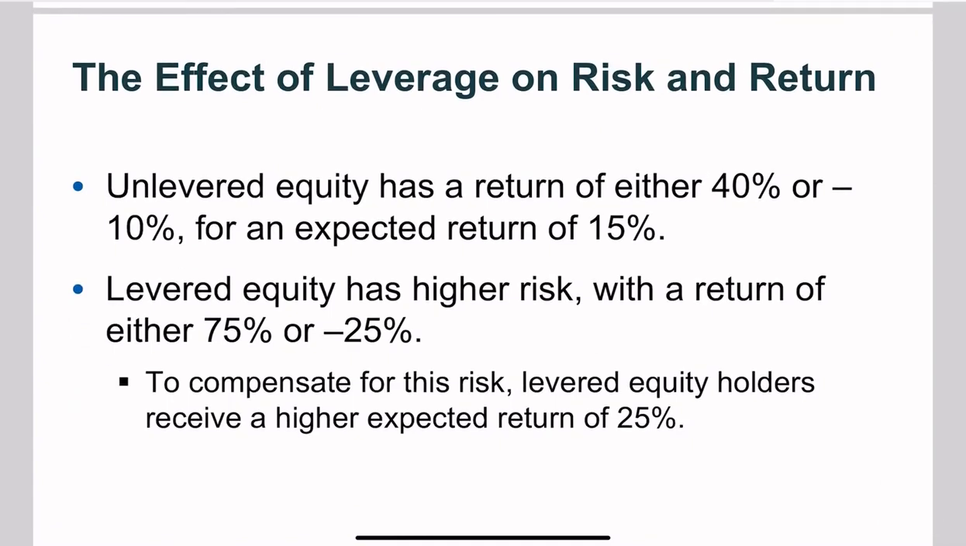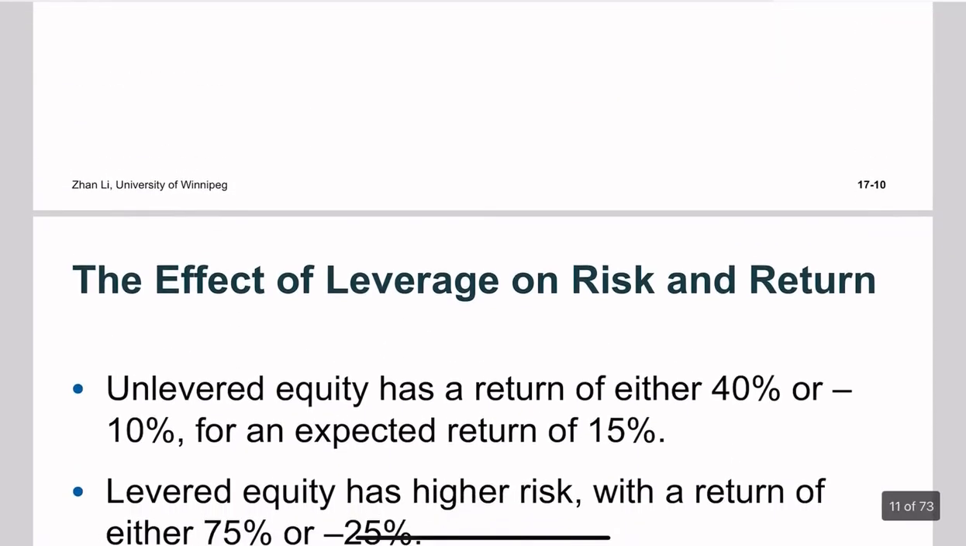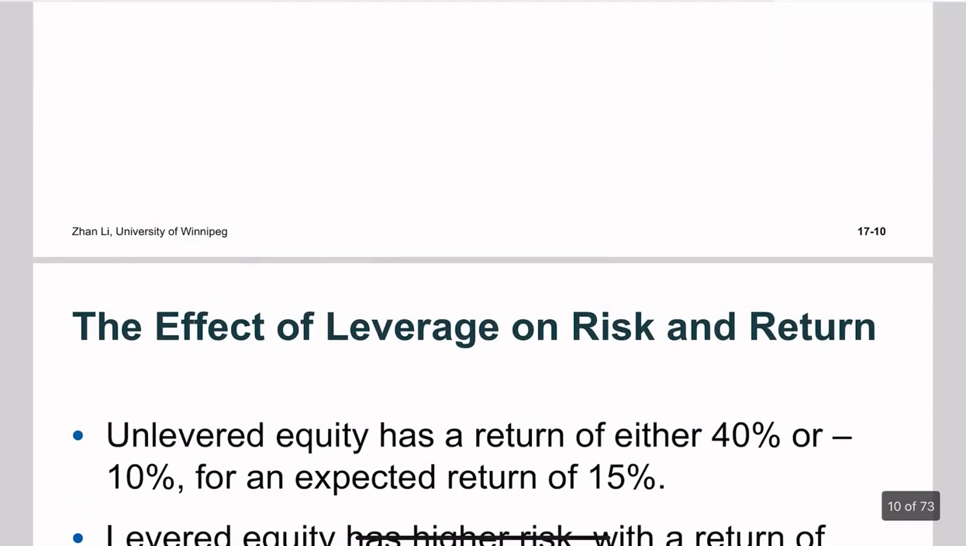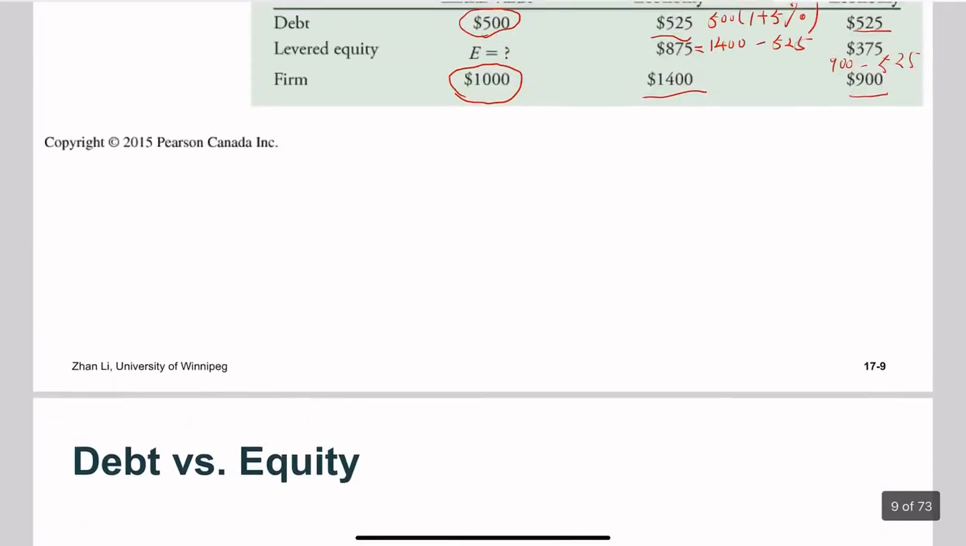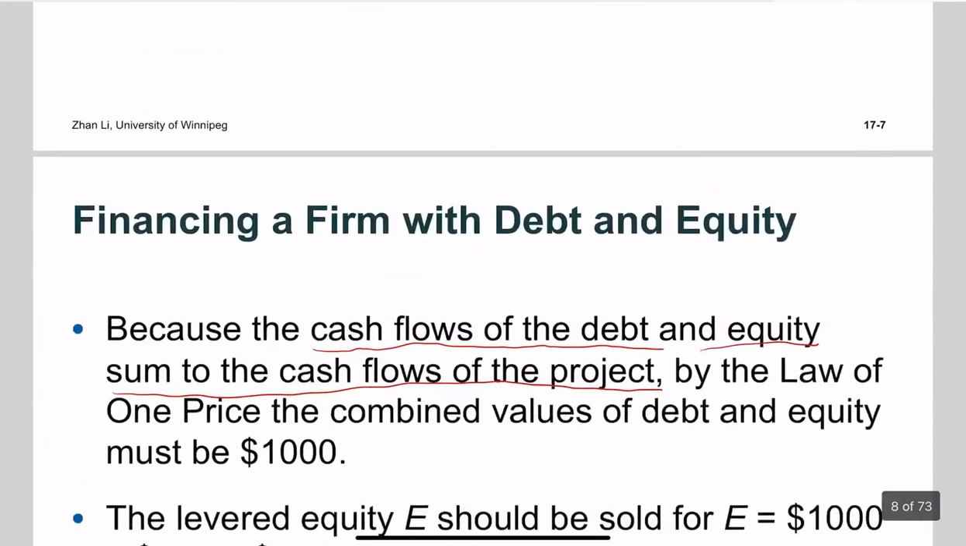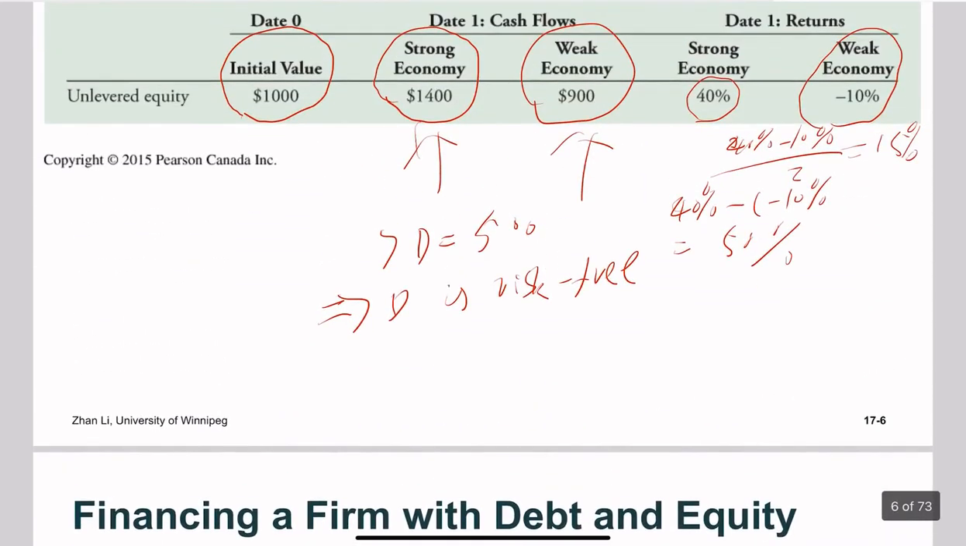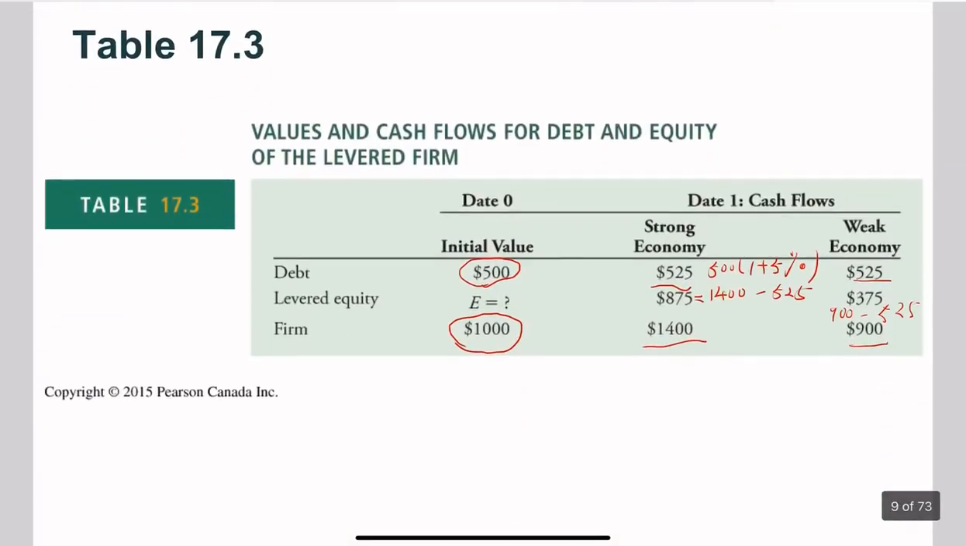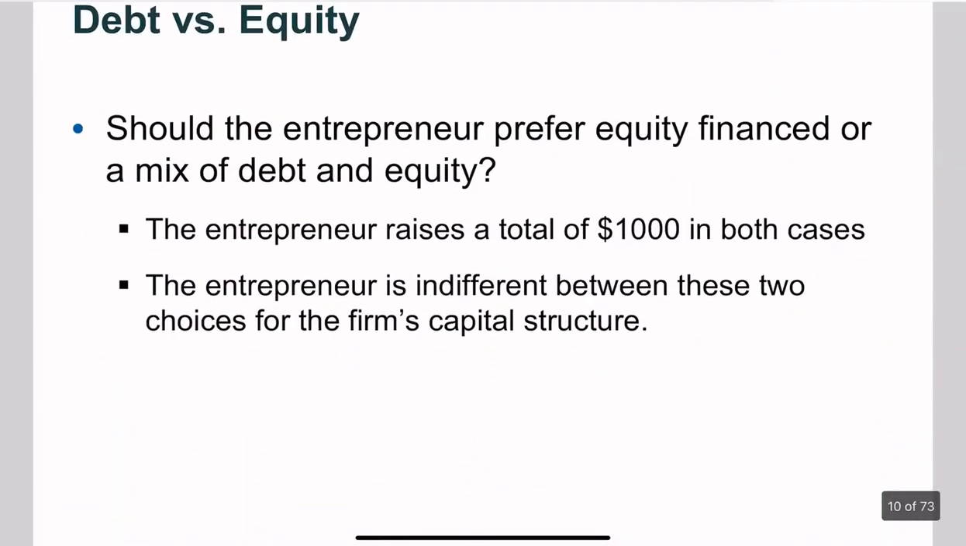Next, let's talk about the effect of leverage on risk and return. So here we actually talk about the returns of the unlevered equity, right? If you look at the calculation here, we know that the unlevered equity has an average return of 15%, and the difference between the two returns is 50%. Now we could also calculate what is the return of this levered equity, right?